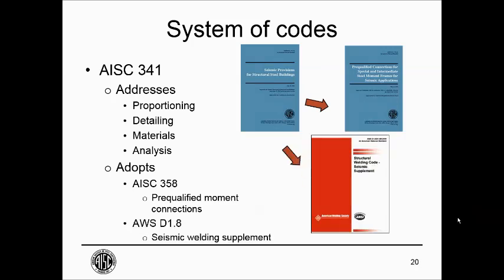AISC 341 also adopts the seismic welding supplement to AWS D1.1, which is AWS D1.8. So when you have a seismic system that requires you to follow AISC 341, you will have to follow the welding rules in AWS D1.8 that address certain toughness and other requirements related to the welds of the seismic load resisting system only.